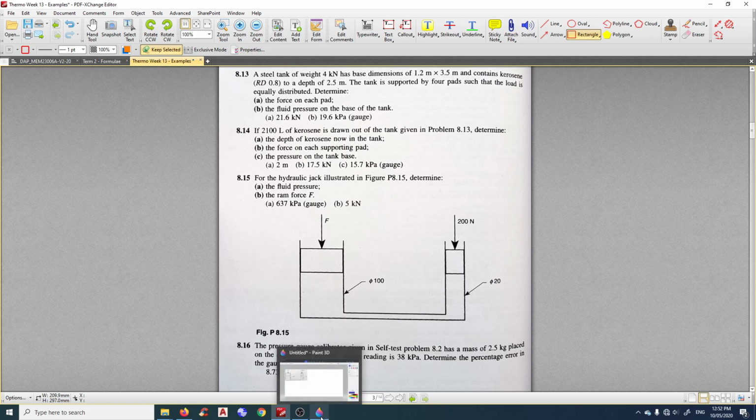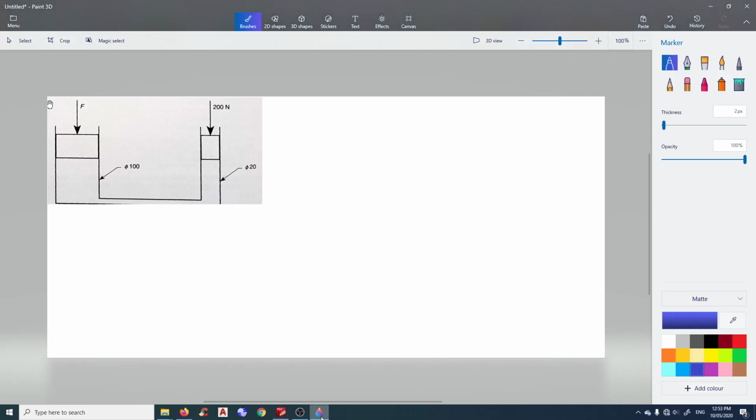So let's have a look at the question. The question is, what is the fluid pressure? And question B, what is the ram force here? Now I've transferred that diagram into this, so I don't have to draw it. Now question A, what is the fluid pressure? So we do not want this force, this is a force. We want the pressure here. What is the pressure being exerted by this little pump?